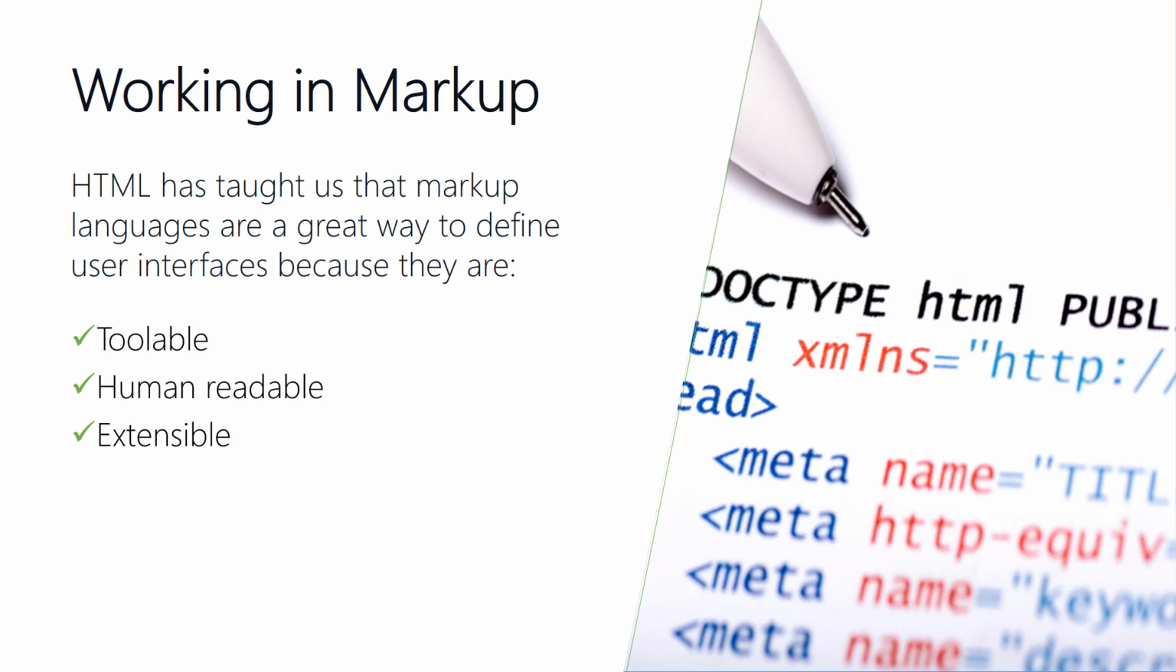Markup languages are also human readable. That means that if you want to get into the details, you can just very easily read the markup and make small changes here and there. You really don't have to understand it too much to be able to make fine-tuned changes. And finally, markup languages are extensible, meaning it's very easy to add new features to the language, for example, supporting new tags.